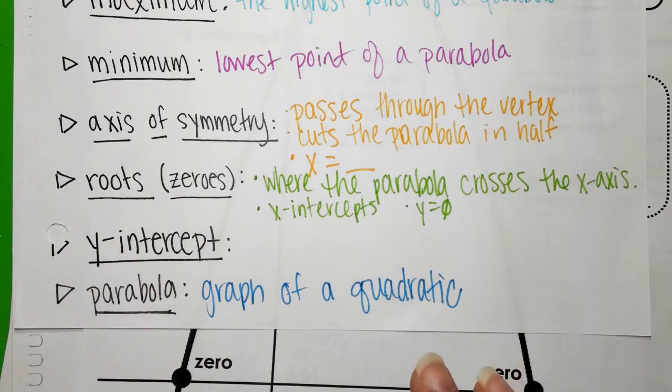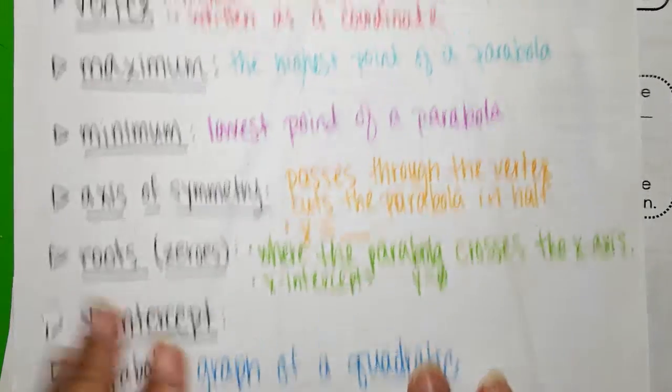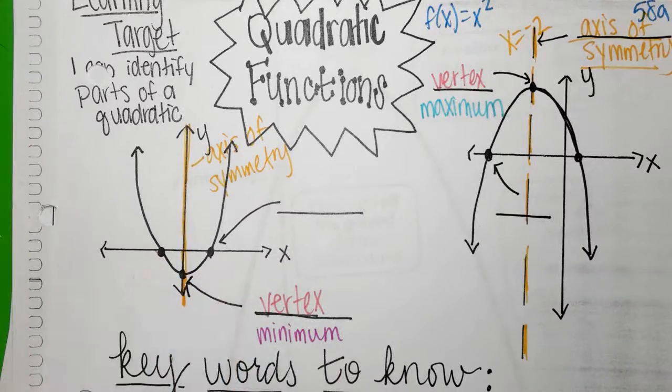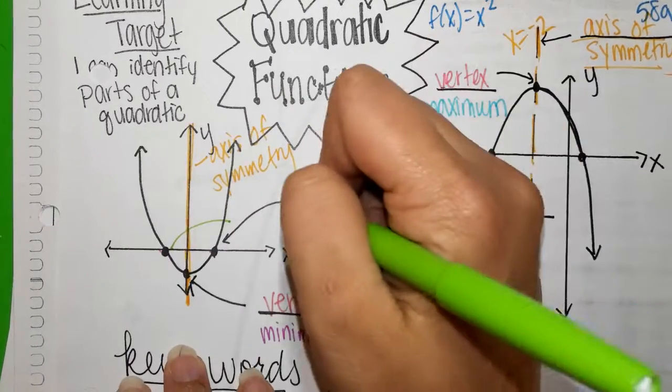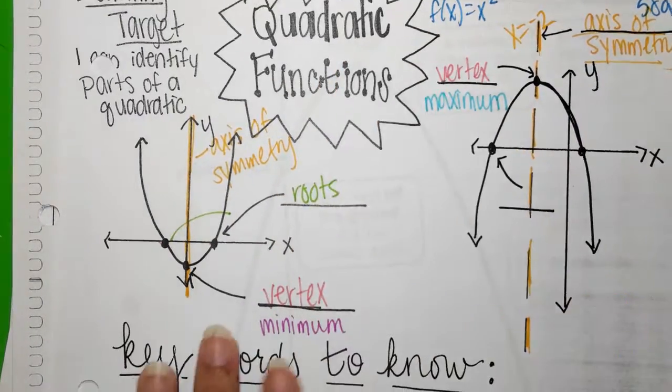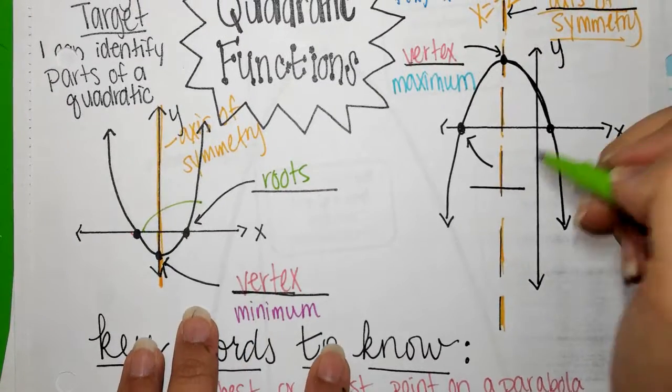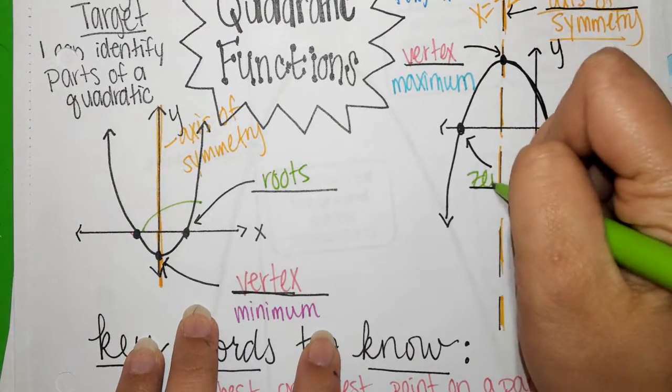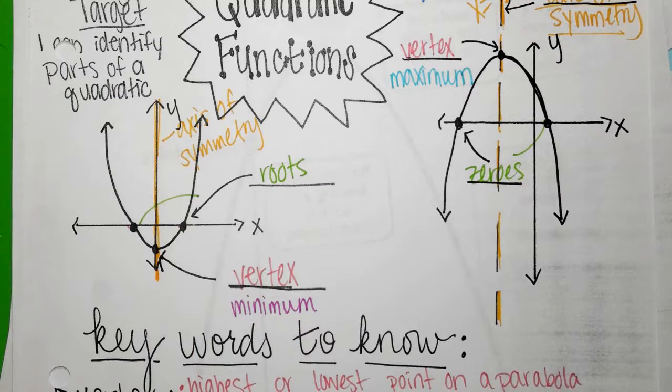Alright, so you can either have 2, 1, or no roots. How many does this one have? 2. So both of these are roots. How many does this one on the right have? 2. And we're going to call those zeros because they are interchangeable.